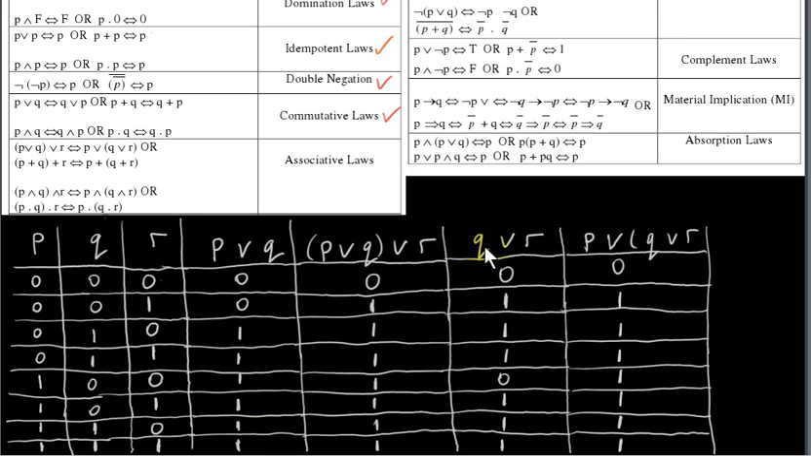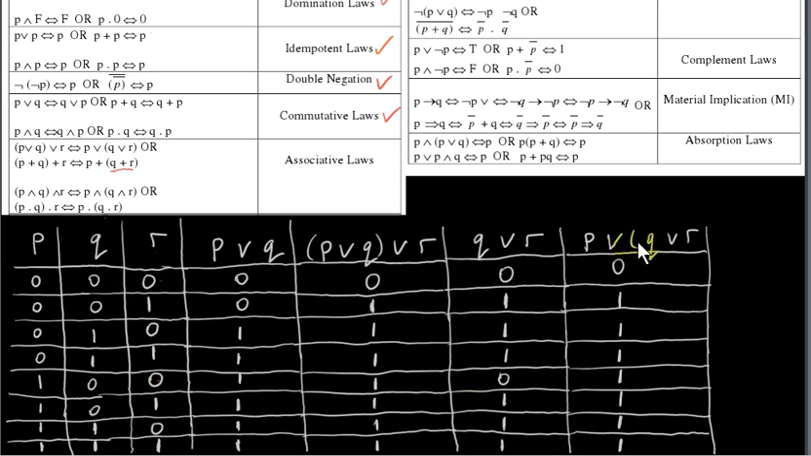Now let's look at Q or R. That's the bit in the brackets here. So Q or R is 1 if one of these is 1. It's 0 otherwise. It's 0 in the first row. It's 1s in the next 3 rows. In the 5th row, both Q and R are 0, so Q or R is 0, and in the remaining rows we have 1s.